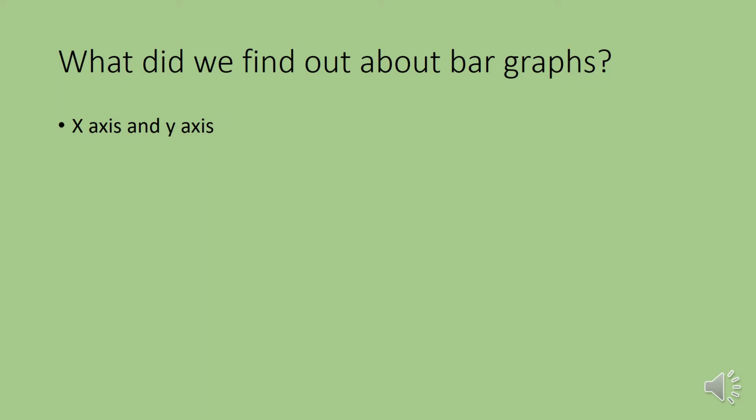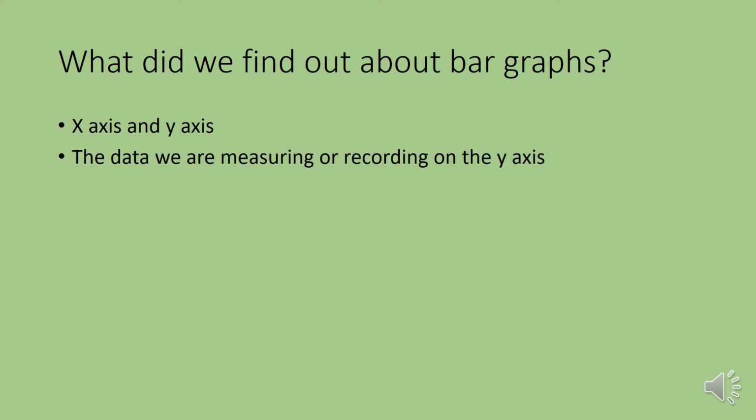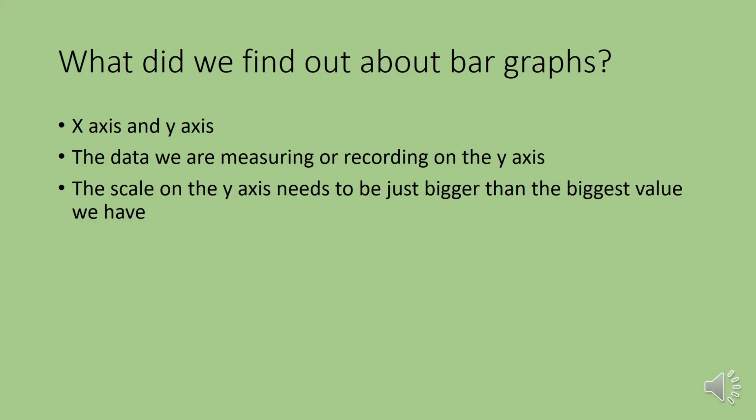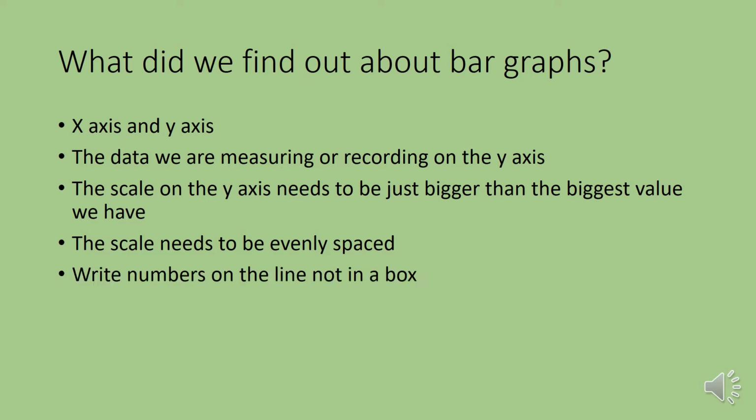So we need an x-axis and a y-axis. The data that we are measuring or recording needs to go on the y-axis. The scale on the y-axis needs to be just bigger than the biggest value that we have so that all our data can fit on the graph. The scale needs to be evenly spaced, so if we leave a gap of 2 squares before we write our first number, we need to do that throughout the y-axis. It's really important that we write numbers on a line, not just in the box.